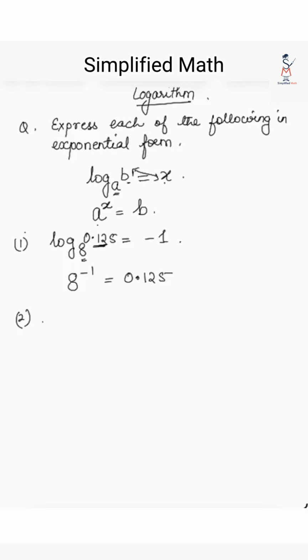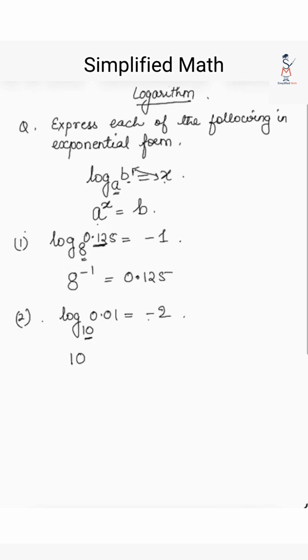Fine. Same way, log 0.01 to the base 10 is equal to minus 2. So the base is 10, this is called the base of the log. So the base will remain the same. What will be interchanged? The answer will be changed with the log. So 10 raised to the power minus 2 will become 0.01.